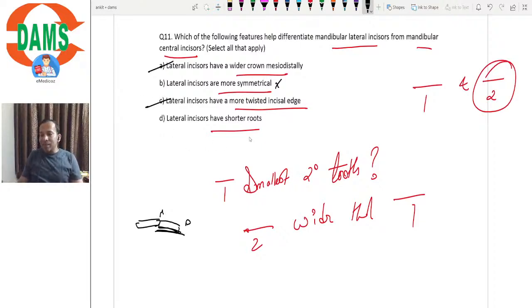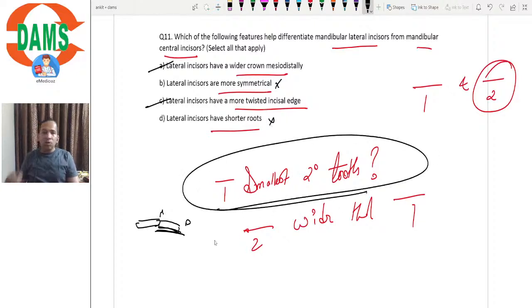Option D says lateral incisors have a shorter root. This again is false, as the central incisor we have just discussed is the smallest tooth. So the root also is smaller as compared to the lateral incisor. Clear? So both options A and C are correct. Let's move ahead.